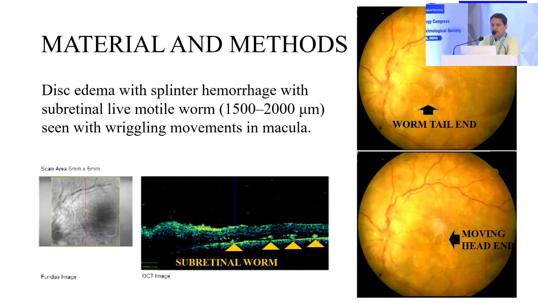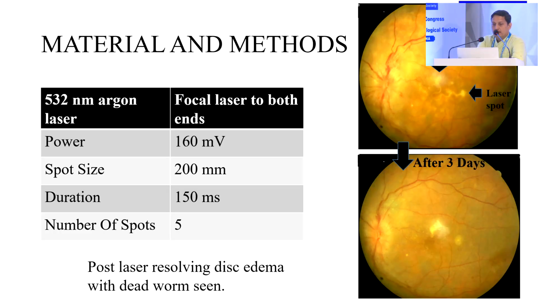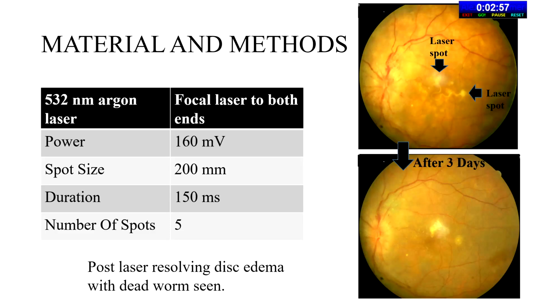On the fundus photograph, disc edema with splinter hemorrhages and a subretinal live motile worm with wriggling movements in the macula was noted. You can see in the photographs that the head end is moving, and OCT also depicts the subretinal worm. So we did focal laser to both the ends with a 532 nanometer argon laser with a power of 160 milliwatts, a spot size of 200 micrometers, and duration of 150 milliseconds. 5 spots were given. 3 days after laser, resolving disc edema with the dead worm was seen.